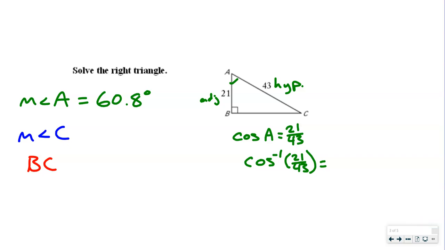If I want to find the measure of angle C, now 21 is the opposite side, and we still have our hypotenuse. So now this is opposite. So I would use sine and inverse sine. So sine of C equals 21 over 43. So I'll use the inverse sine of 21 over 43. And I'll get 29.2, rounded to 29.2.